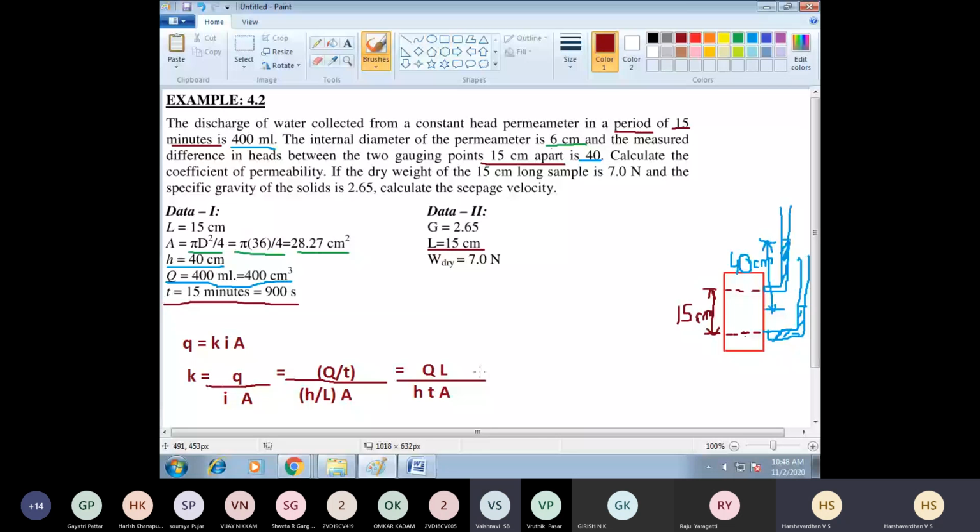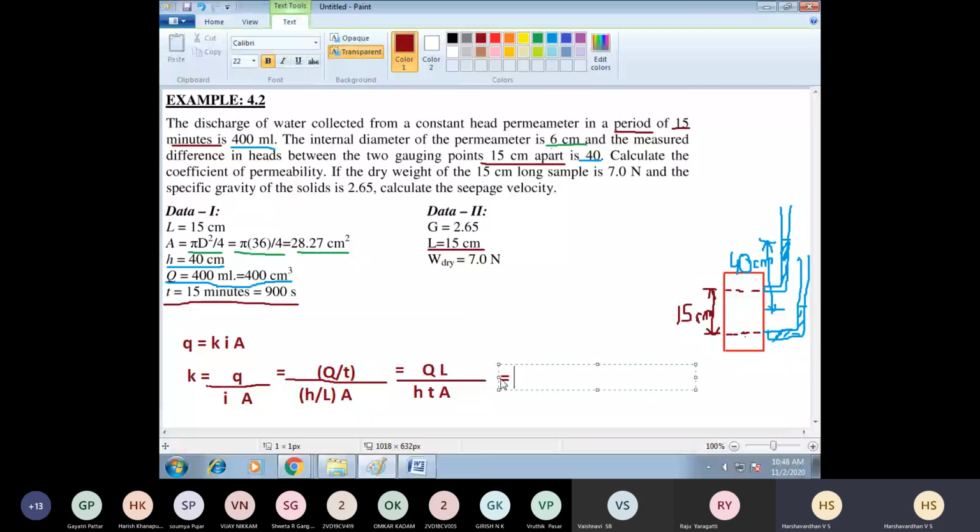Sir, 0.0589. Unit. Centimeter per second. Yes, sir, centimeter per second. Okay, all of you are getting the same answer.